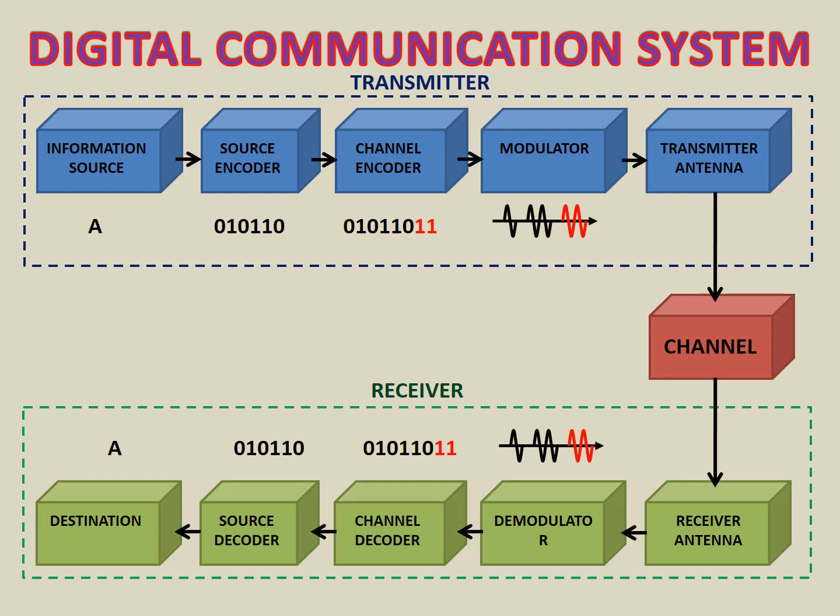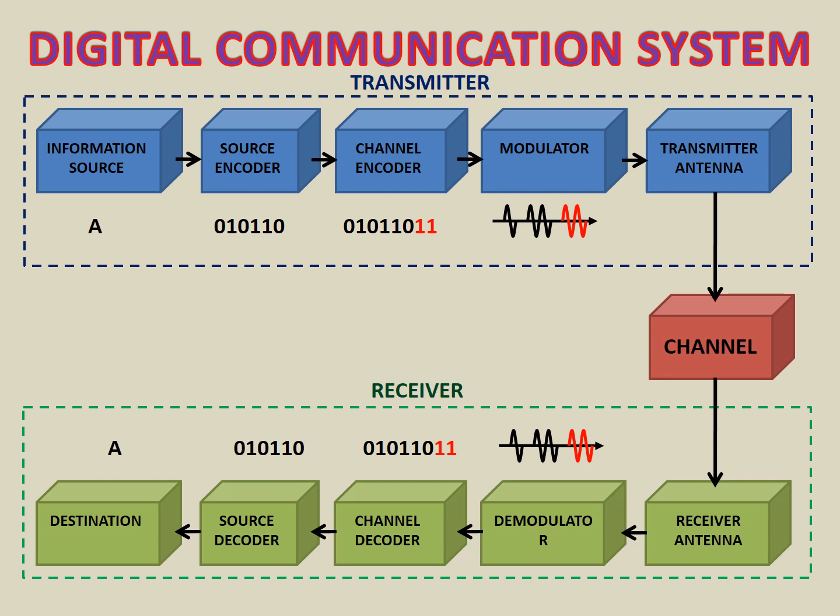Channel is the medium through which we transmit our signal to the receiver. Receiver antenna receives the transmitted signal and gives it to the demodulator, which is the reverse process of the modulator, means it will convert the modulated signal into the digital signal.